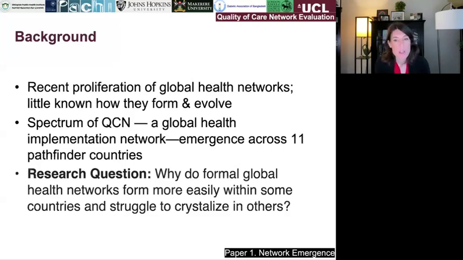Our research question was also partly influenced by our observation that global health networks have really proliferated in the last 3 decades. Despite growing scholarship on the subject, relatively little is known about global health networks and how they form and evolve. And specifically, there's a lot less research on the emergence of global health implementation networks within the country settings. So this led us to the research question, why do formal global health networks form more easily within some countries and struggle to crystallize in others? Again, we explored this question by conducting a replicated case study of QCN in the 4 countries.